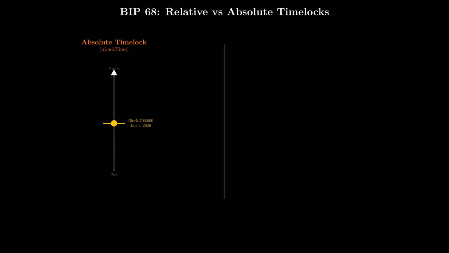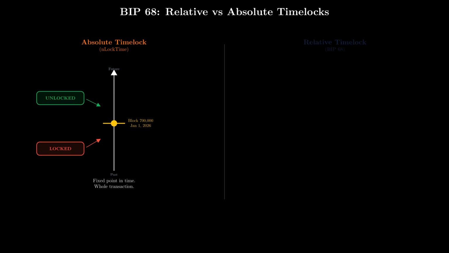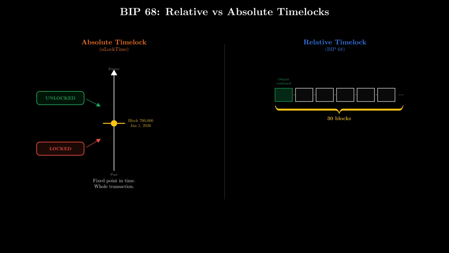Bitcoin already had nLockTime, a transaction-level field setting an absolute earliest confirmation. Not before block 700,000 or not before January 1st, 2026, that's fixed to a specific point in time. A relative time lock is different. It says, this output cannot be spent until 30 blocks after it was confirmed. The countdown starts from the moment of confirmation, not from a calendar date.